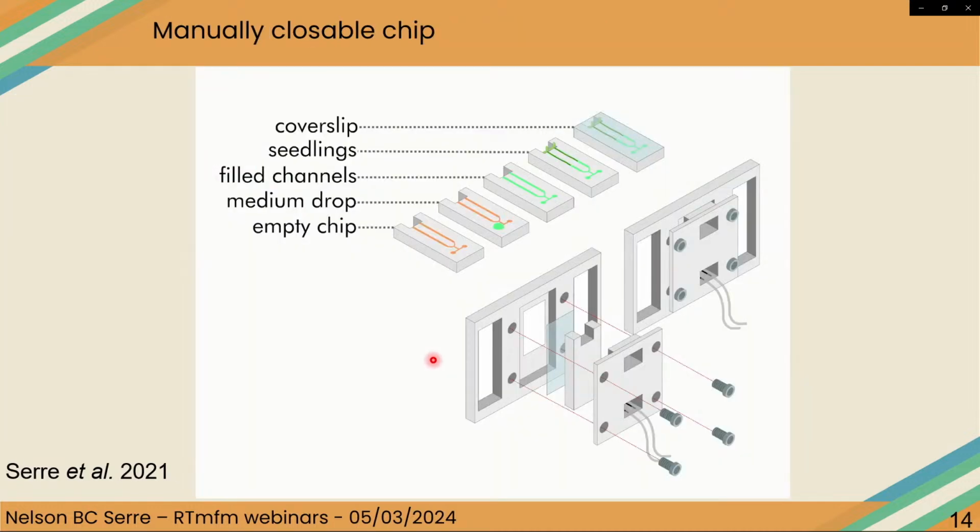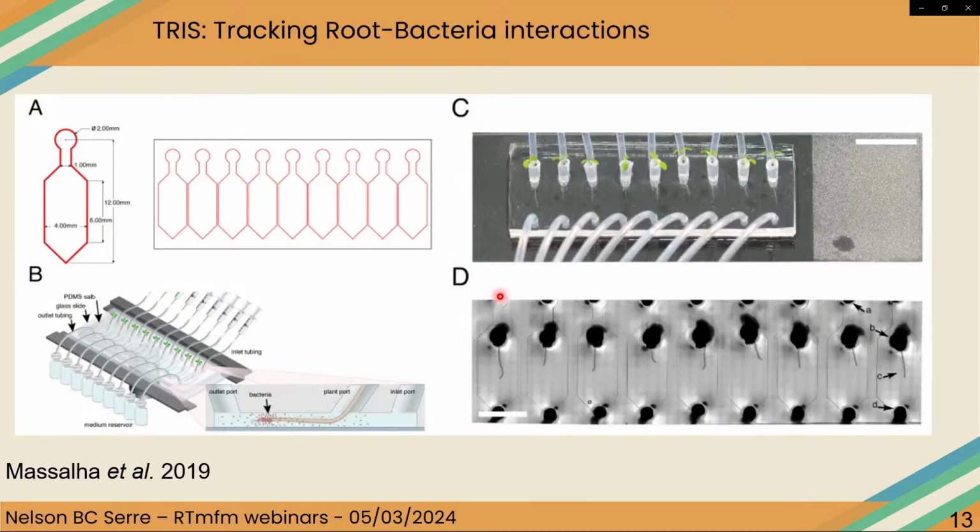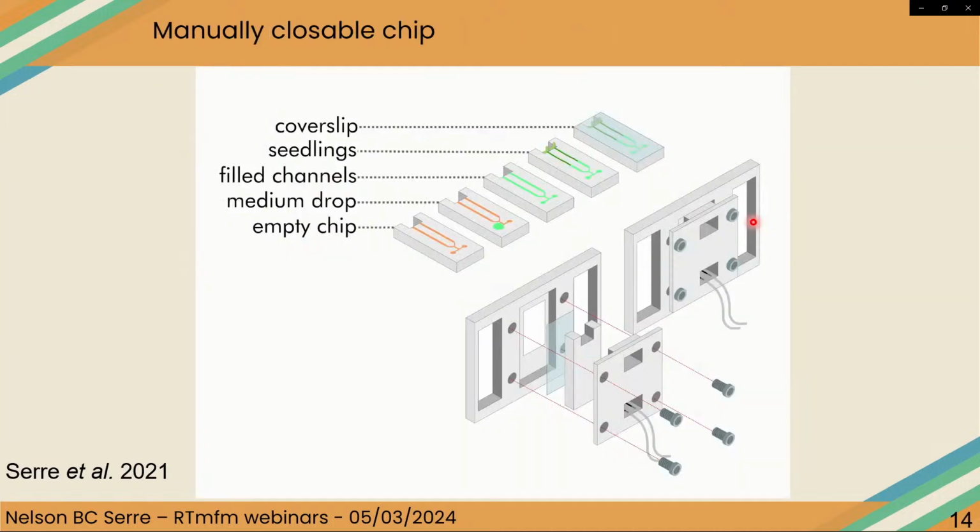And then I'm going to talk a little bit more about my work. So I'm going to be a little bit biased towards this chip that I developed. So what I didn't say is that this kind of chip is bonded covalently to glass, so it cannot be reopened. Most of the time when you're done with the chip, you have to throw it away. So what I did was to not bond it to a cover glass and fill it manually.